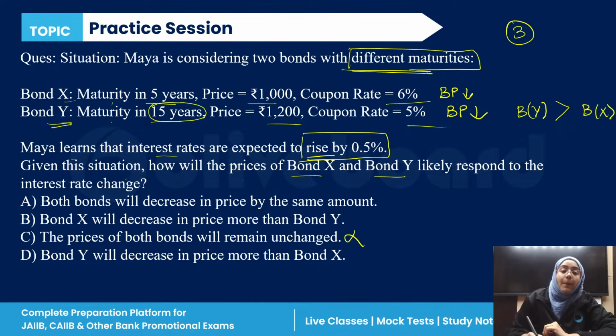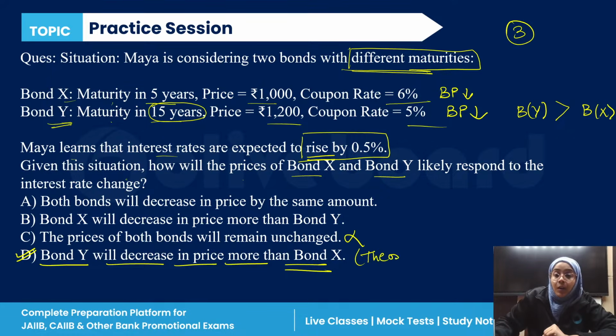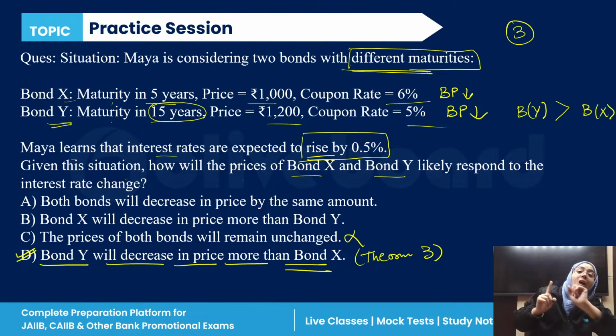So if we talk about the correct answer, it is D. Bond Y will decrease in price more than bond X because of theorem third, which says that the longer the maturity, the higher will be its price sensitivity. Clear? So D is the correct answer.